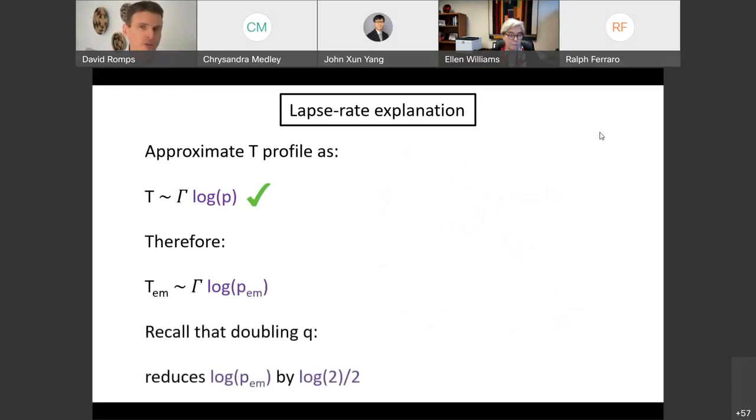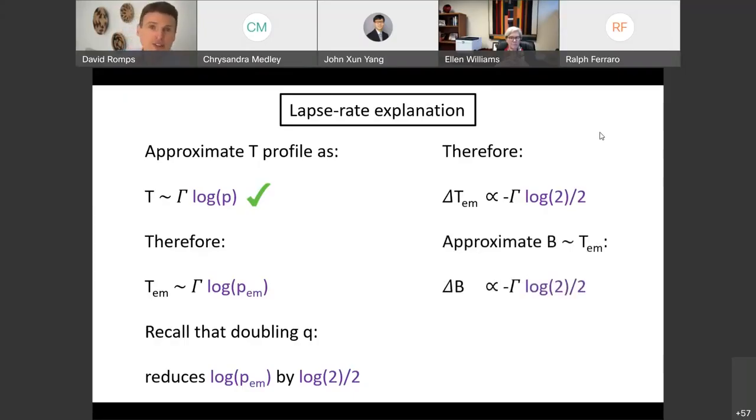And if we recall from the previous slide, we learned that if we double the concentration of the greenhouse gas, then the log of the emission pressure decreases by log of 2 divided by 2. Well, if I look at this equation, the emission temperature is linear in gamma times log of the emission pressure, so I now know what happens when I double the greenhouse gas concentration. The emission temperature goes down by gamma log of 2 divided by 2.